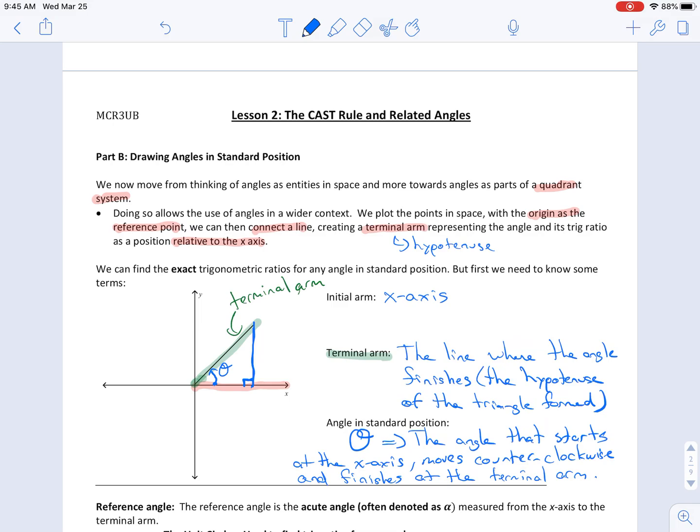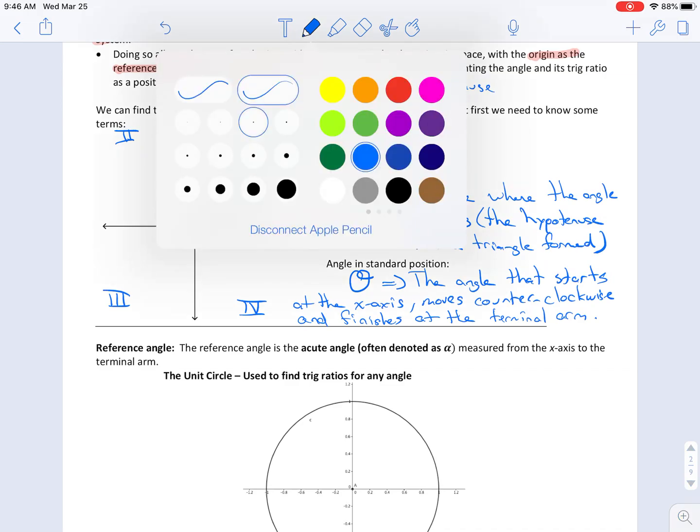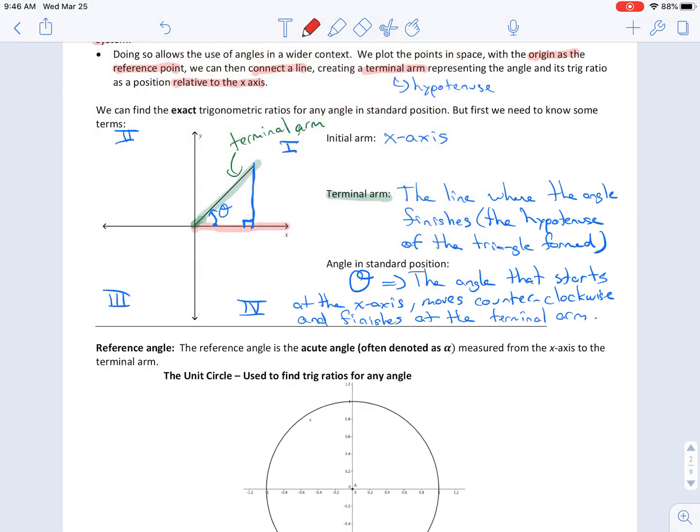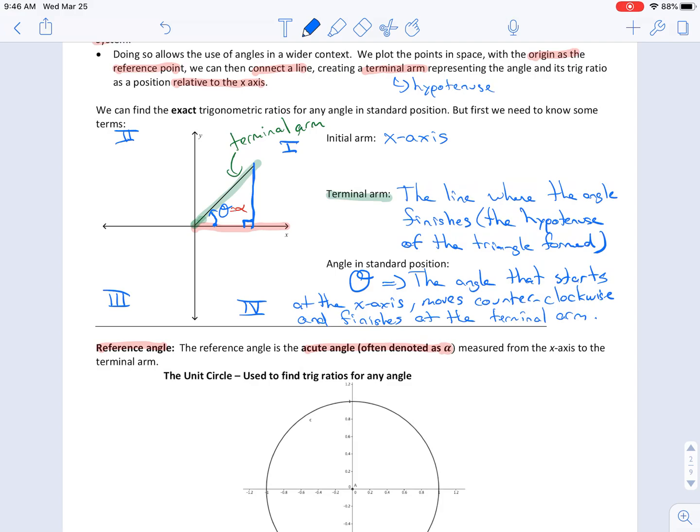And if it's in the first quadrant, so this is quadrant 1, quadrant 2, quadrant 3, and then IV, which is quadrant 4. If it's in quadrant 1, this angle can also be alpha. That's this thing here, the reference angle, which we talked about. The reference angle is the related acute angle denoted as alpha, measured from the x-axis just to the terminal arm.